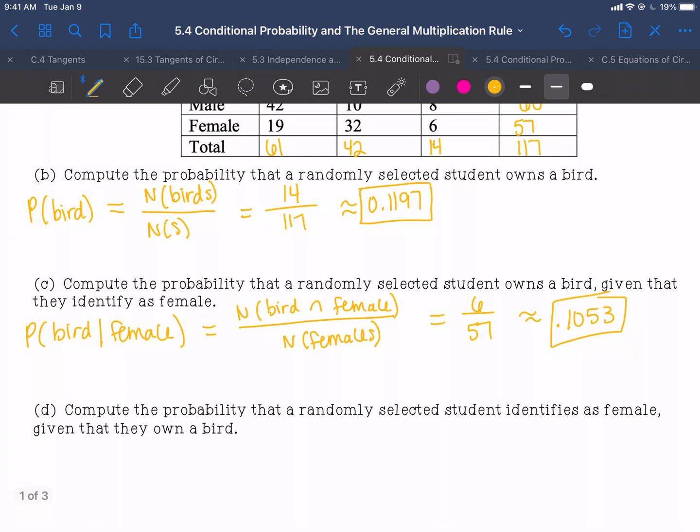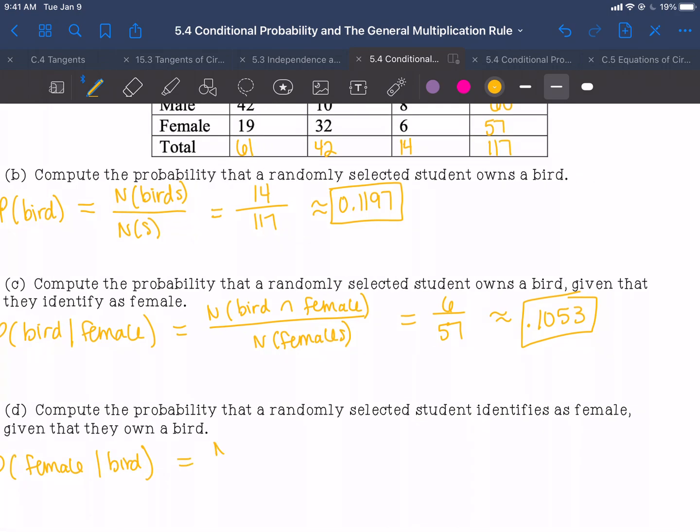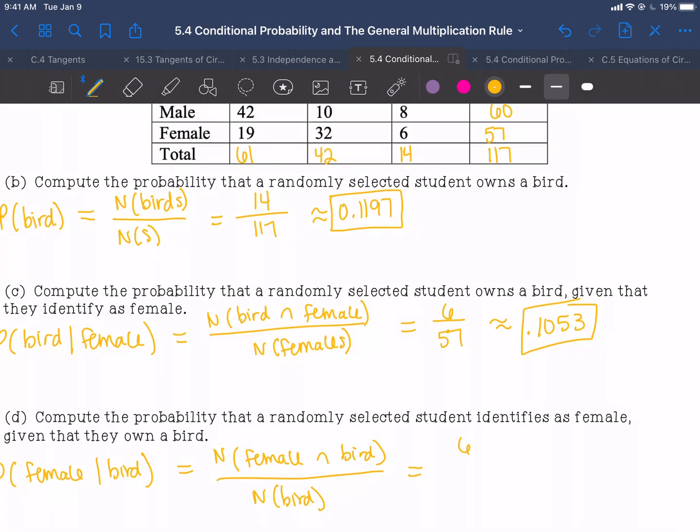Part D, compute the probability that a randomly selected student identifies as female given that they own a bird. So now we're finding the probability that the student is a female given that they own a bird. So we're looking for the number of students who are female and own a bird. And we're dividing by the number of students who own a bird. Well, the number of students that are female and own a bird is still 6. But this time we knew that they owned a bird, so that would be out of 14. It's approximately 0.4286.